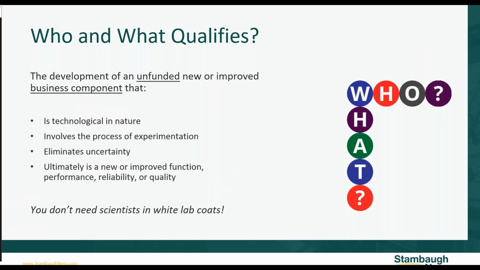So who qualifies and what qualifies? Well, we really work off of something called the 4-part test. And that is those 4 bullet points you see on your screen. But before we get to that, I want to concentrate on the first sentence there and the underlines. The development of an unfunded, new or improved business component. Well, that sounds like a lot of tax talk or accountant talk, and it sure is. So let me explain what that means.